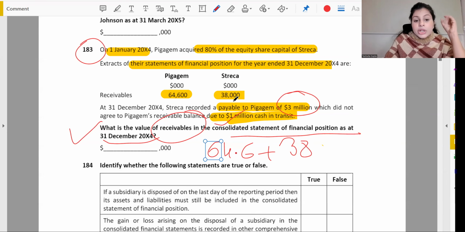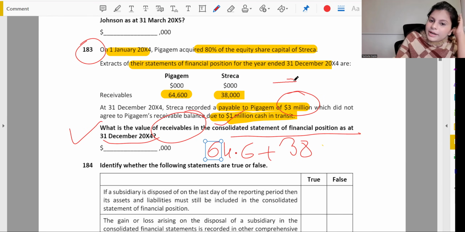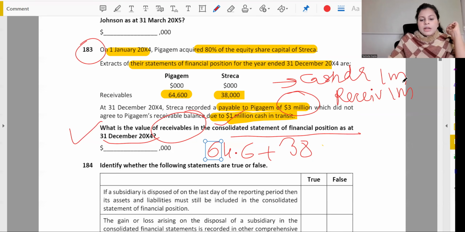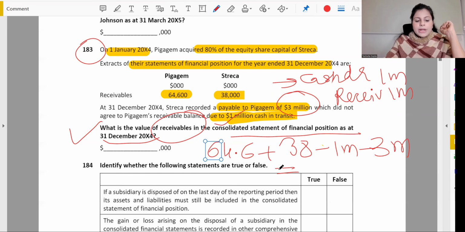So what journal entry will the parent pass? Parent will pass a journal entry, cash debit, as if he has received the cash, and receivable credit by 1 million. So now I need to remove 1 million from my receivable, and then I need to remove intra-group receivables of 3 million. So can you tell me how much are you getting? 64.6 plus 38 minus 4.